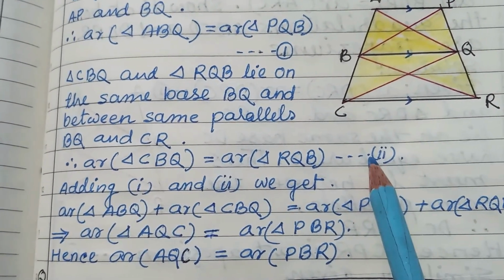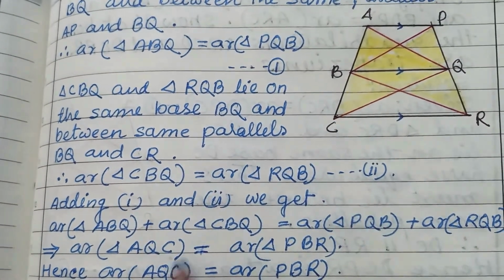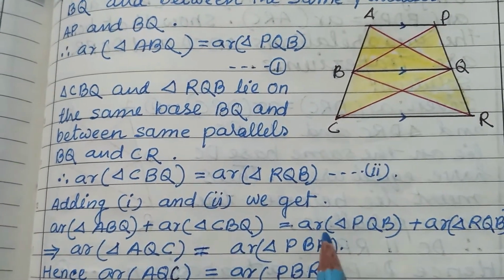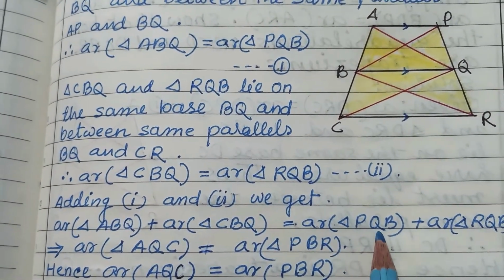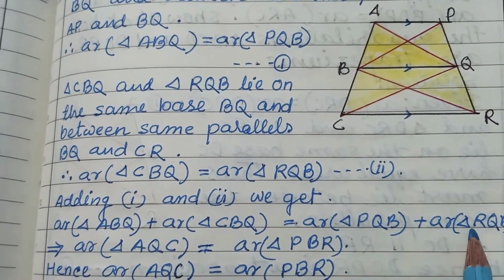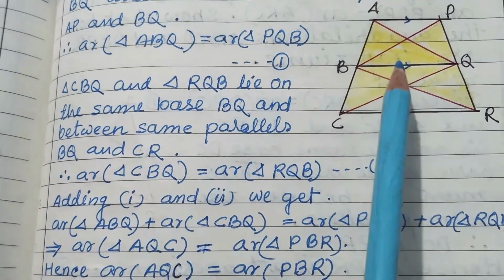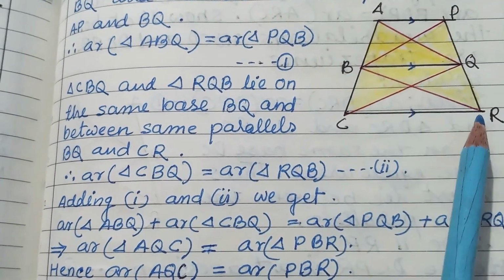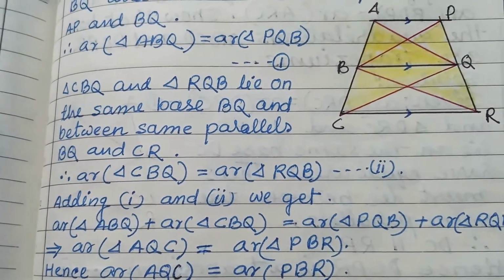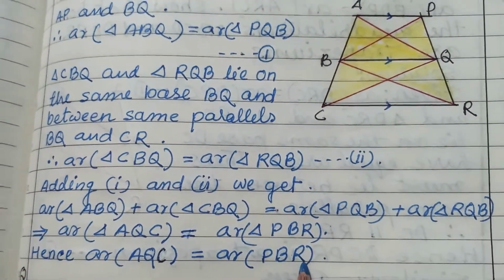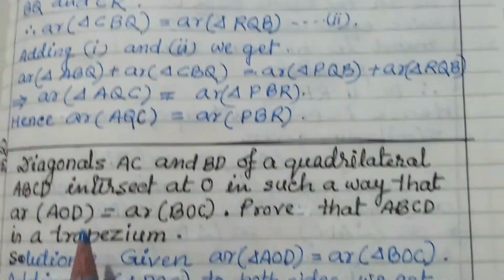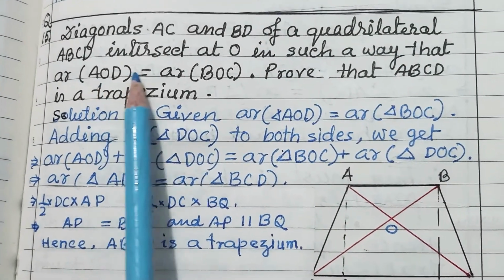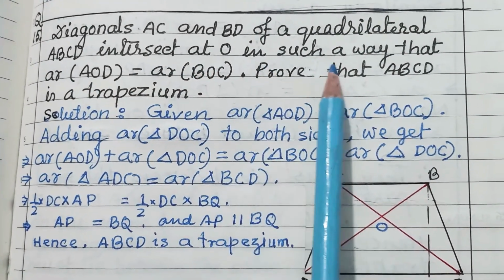This is the second. If you add the first and second relation, we get area of triangle ABQ plus area of triangle CBQ, and on the right hand side area of triangle PQB plus area of triangle RQB. These two together are AQC and these two together are PBR. So AQC is equal to PBR. Got it?